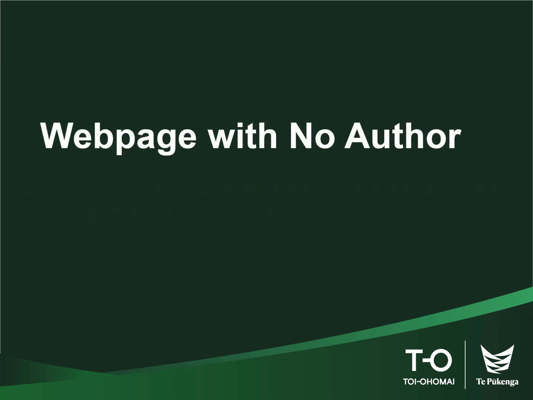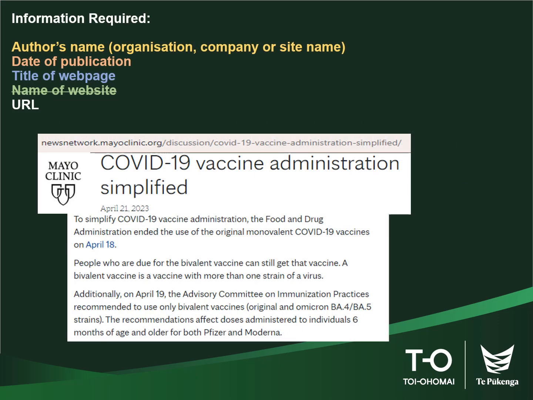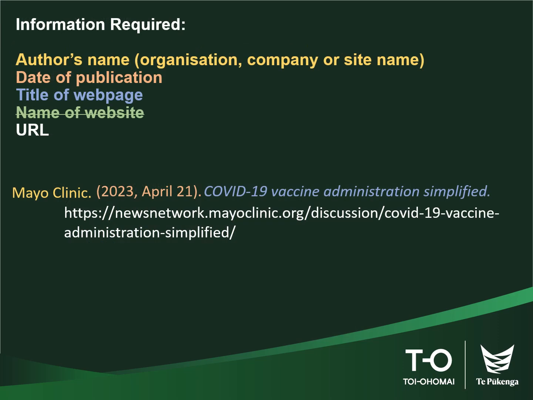Web page with no author. If the web page has no named author, use the organization, company, or the site name instead. Let's take an example of this web page with no named author. Let's start with our reference entry.